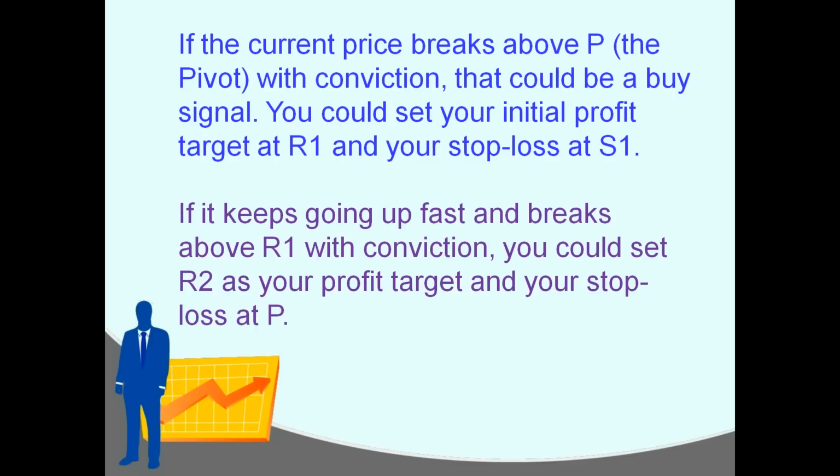Now what if it keeps going up above R1 though? Well, if it keeps going up fast and breaks above R1 with conviction, and the conviction means it's going up fast. Also, you want to look at the volume. If there's plenty of volume behind that up move, that's even better. That's more conviction. So if it keeps going up fast and breaks above R1 with conviction, you could set R2 as your profit target and your stop loss at P, the pivot point.